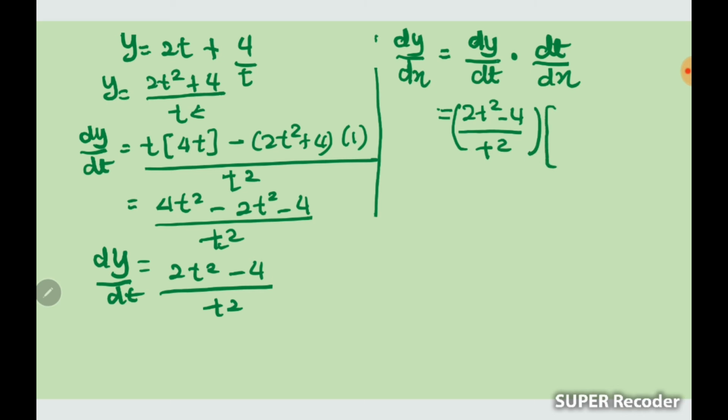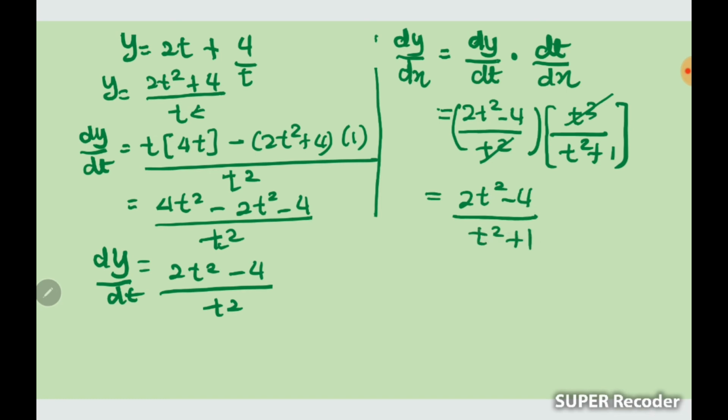And what is the value for dt/dx? dt/dx equals t squared over t squared plus 1. Now we are going to solve. We can solve by cancelling out t squared here. So the answer is 2t squared minus 4 over t squared plus 1.